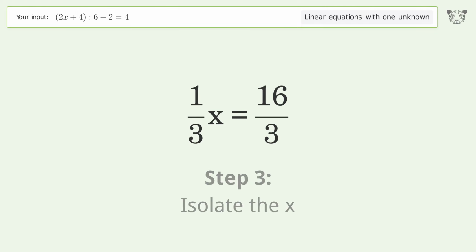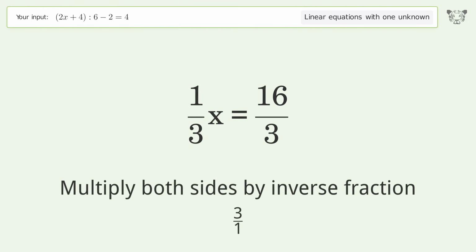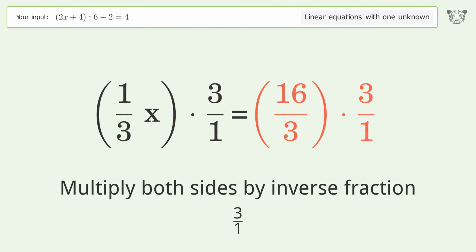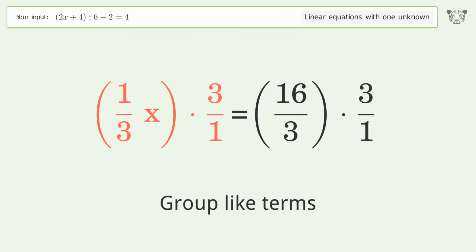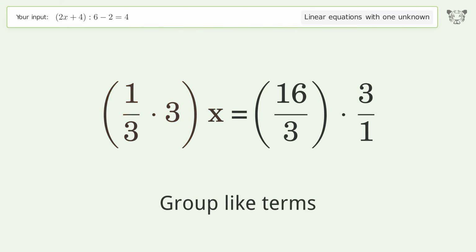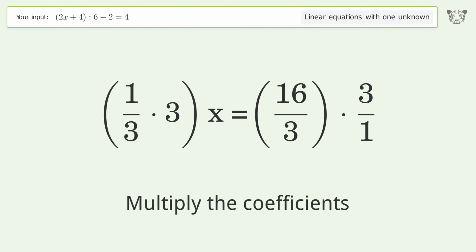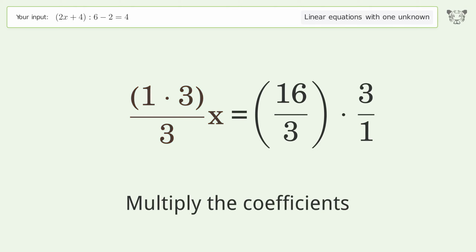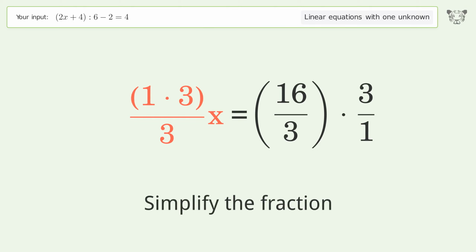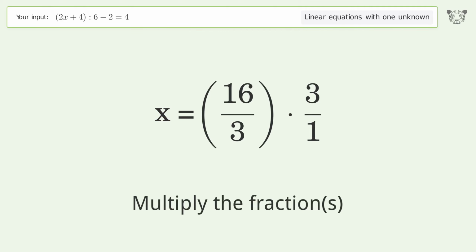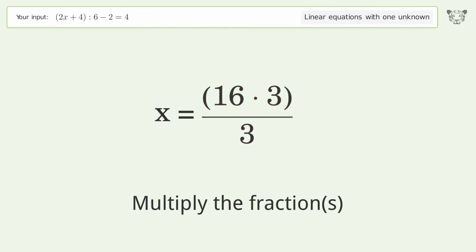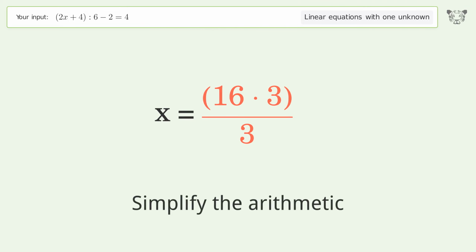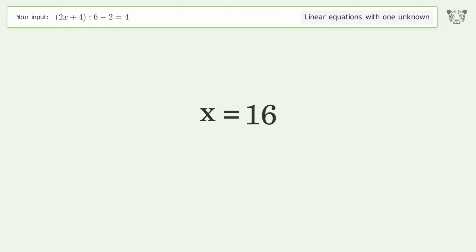Isolate the x. Multiply both sides by inverse fraction 3/1. Group like terms. Multiply the coefficients. Simplify the fraction. Multiply the fractions. Simplify the arithmetic. And so the final result is x equals 16.